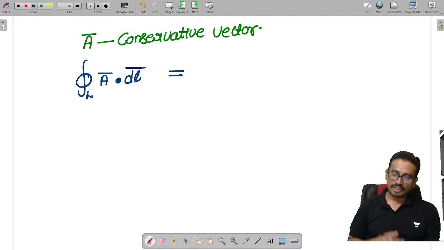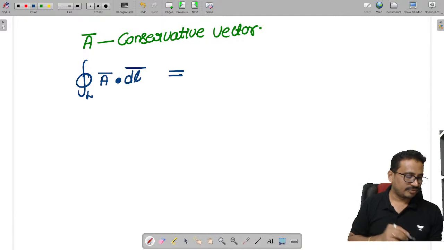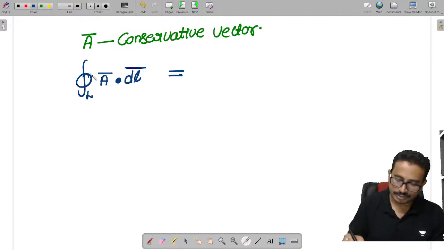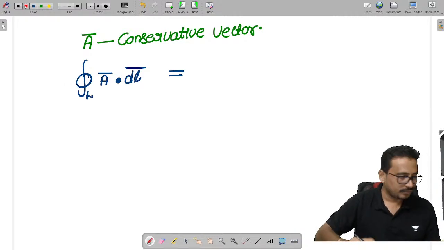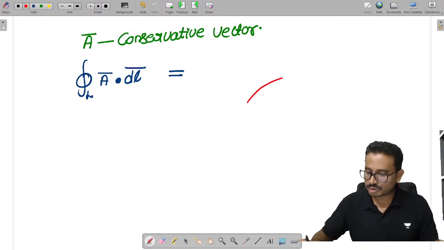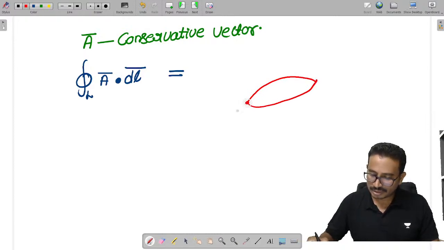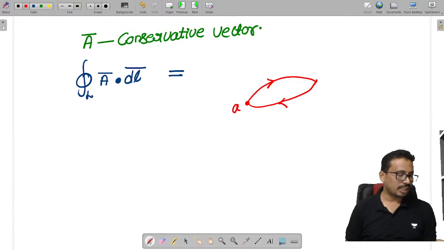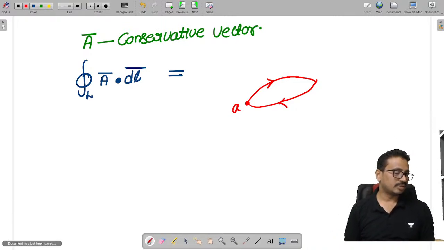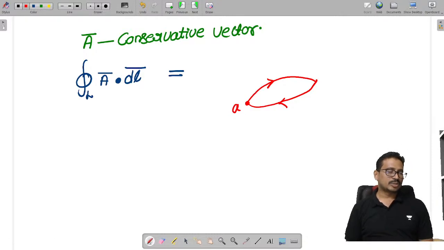Now look here. The vector is a conservative vector. Here the path is what type of path, you tell me? Closed path. What is meant by closed path? If I started at this point A, I need to again come back to the same point. That is called a closed path. Wherever you have started, you have come back to the same point, so that is called a closed path.